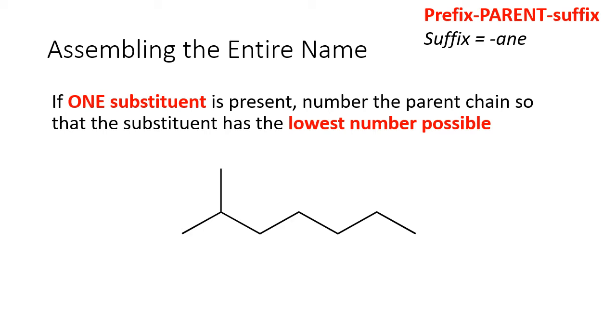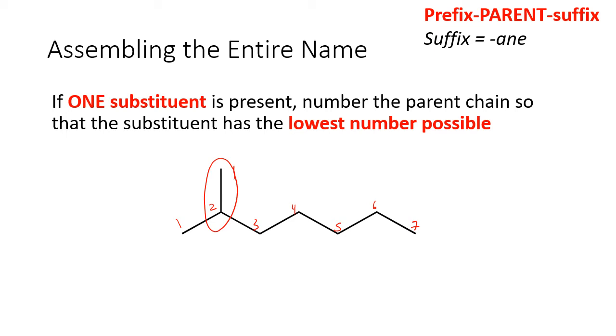So when deciding, am I going to number 1, 2, 3, 4, 5, 6, 7? That would put my substituent at number 6. 7 is definitely my longest chain, but instead I want to number starting from the left: 1, 2, 3, 4, 5, 6, 7. So I would follow the red numbers instead of the purple numbering because that put my substituent right here at position number 2, which is a lower number than 6.